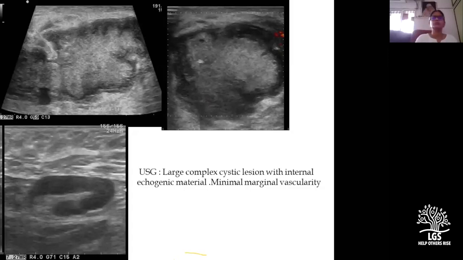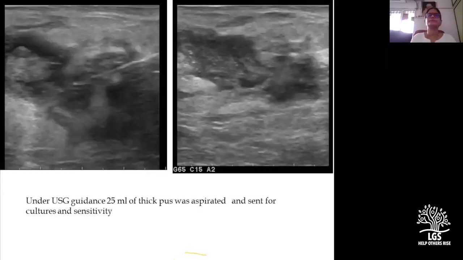So these are all radiological features that you should remember and try to correlate with every patient that you see. So this is obviously inflammatory. And what we do is put a nice large bore needle and aspirate it, and about 25 ml of thick pus was aspirated.